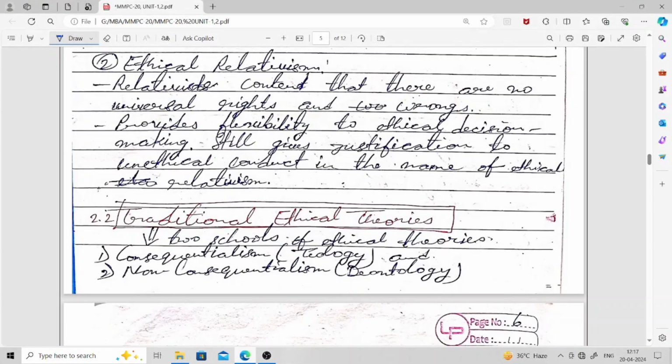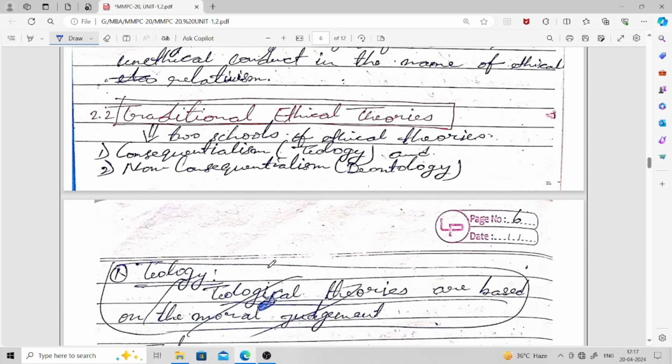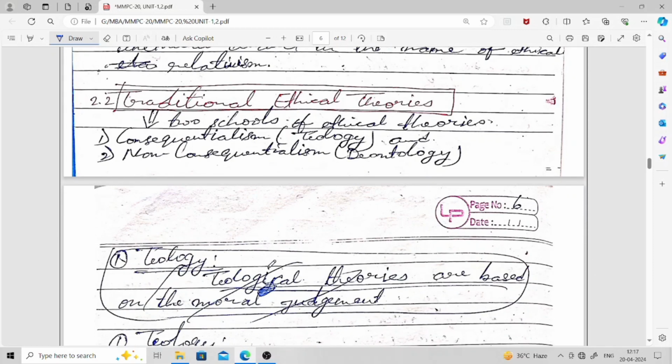Next we have traditional ethical theories. Two schools of ethical theories are given. The first is consequentialism, also known as theology, and the second is non-consequentialism, which is known as deontology.